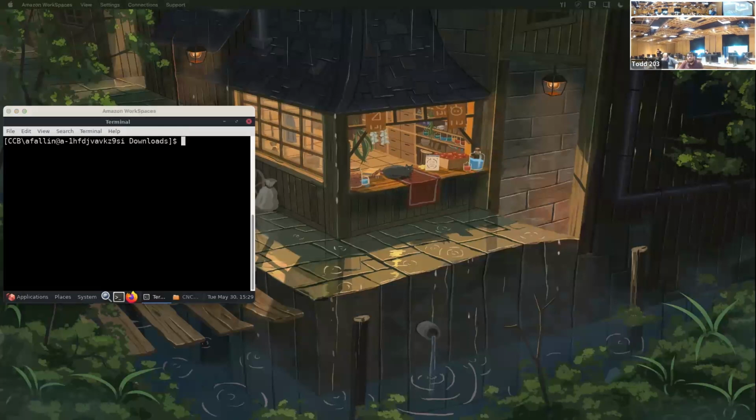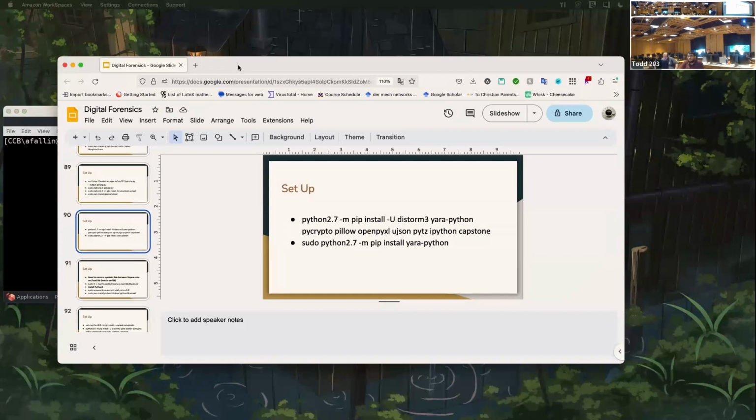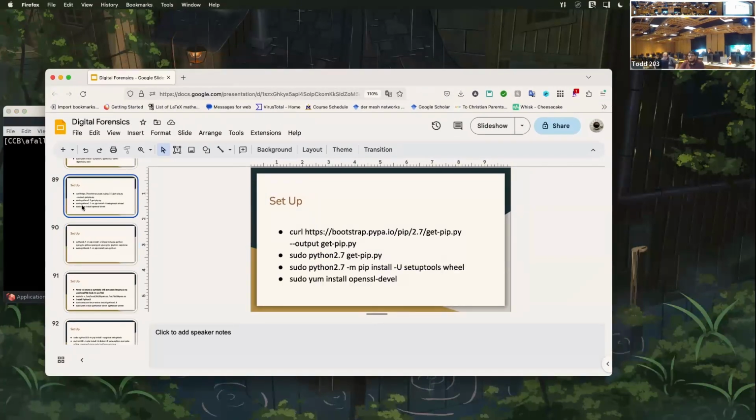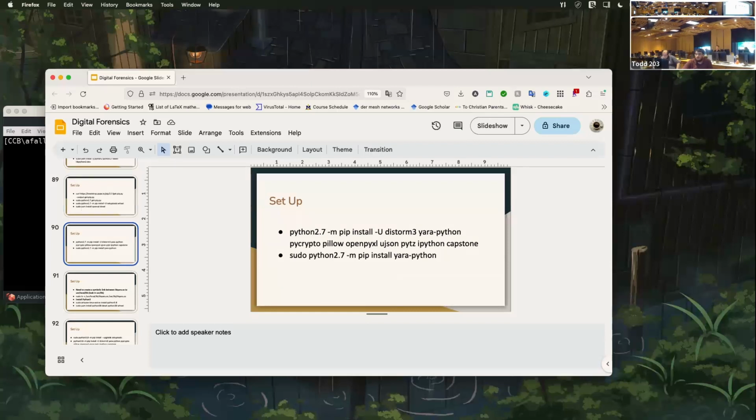Actually, Sam, I need you to do this step as well. We did this, you need to do these two commands. Who's all got this one going? Sorry, this is quite the process to get volatility installed.